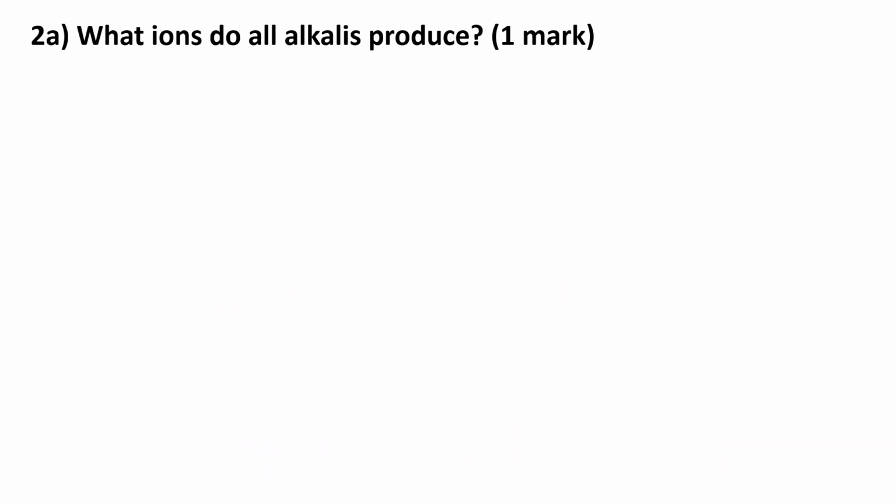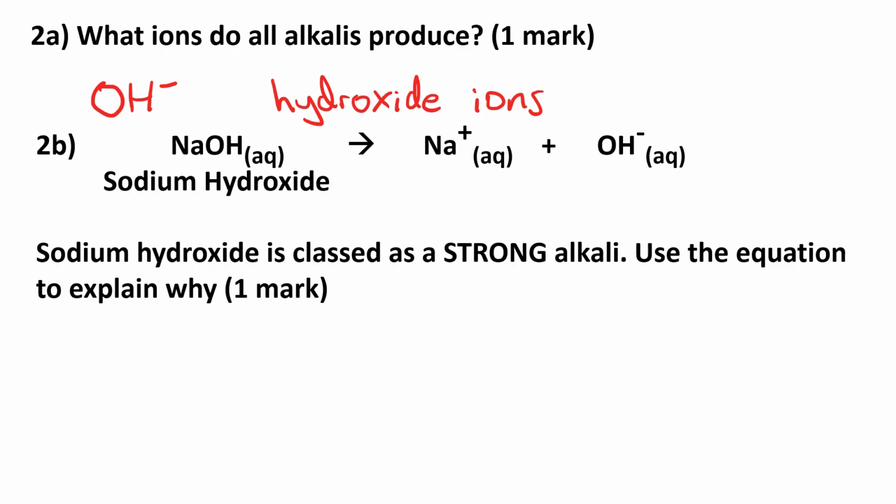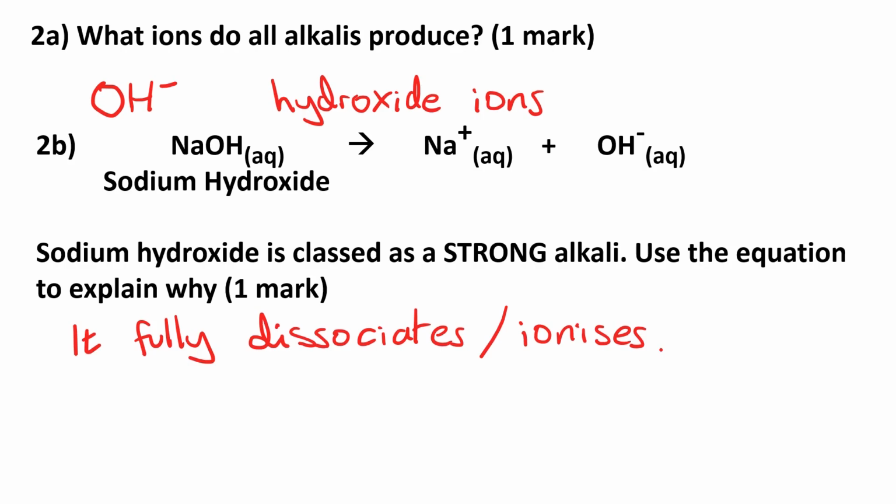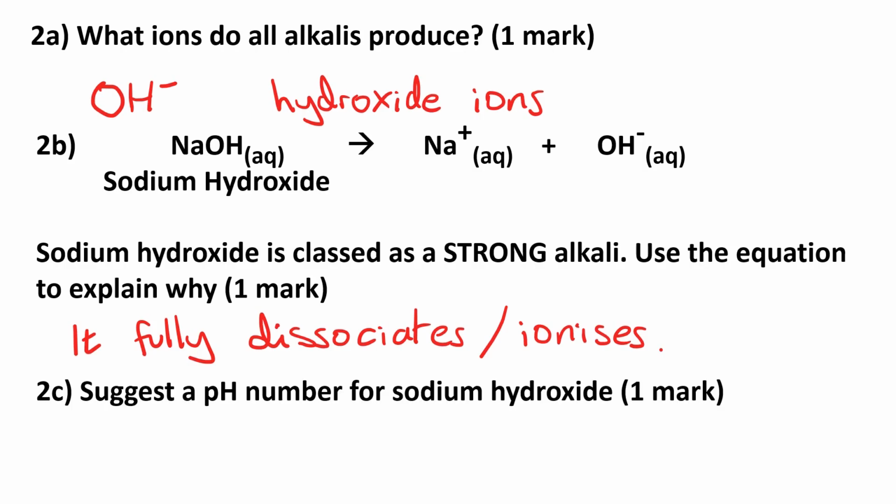What ions do alkalis produce? They all produce OH- ions, which are hydroxide ions. So we've got an equation here showing sodium hydroxide breaking down into sodium ions and hydroxide ions. Sodium hydroxide is classed as a strong alkali. Use the equation to explain why. Well, we can tell from that arrow that it's just going in one direction this time, that it is fully dissociating or fully ionizing.